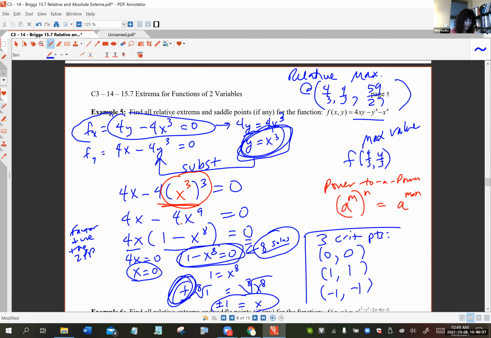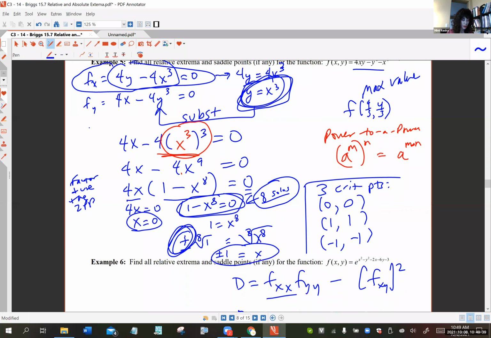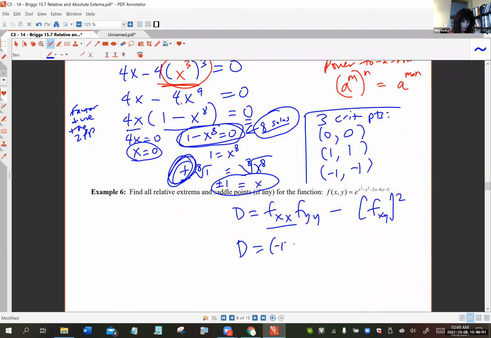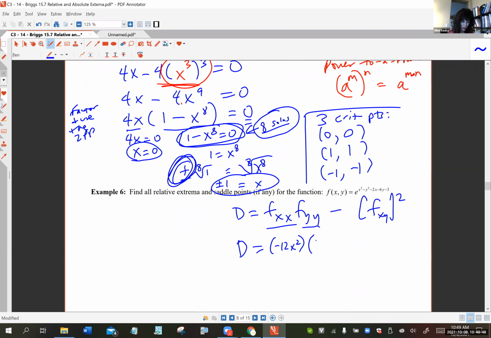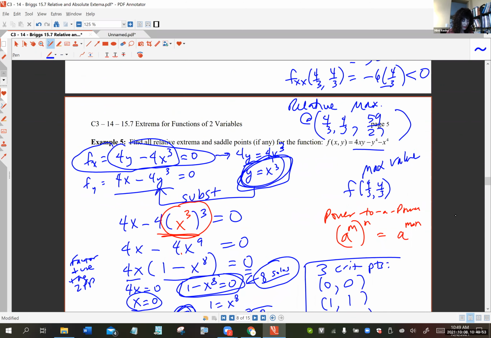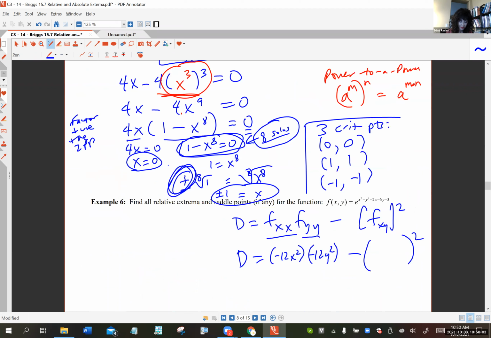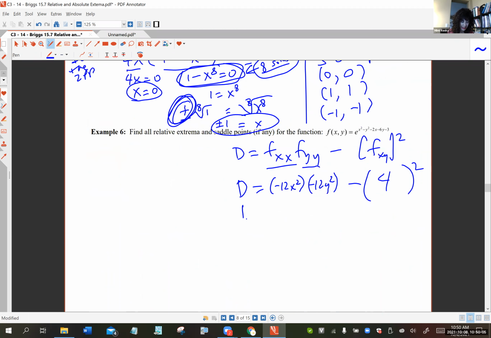if we look at fx and take the derivative of fx with respect to x, I get -12x squared. Fyy, the derivative of fy with respect to y, is -12y squared, minus fxy getting squared. So fxy is when you take the derivative of fx with respect to y. I get 4. So if I clean my D up, this is a negative times a negative. That's positive 144x squared y squared minus 16.